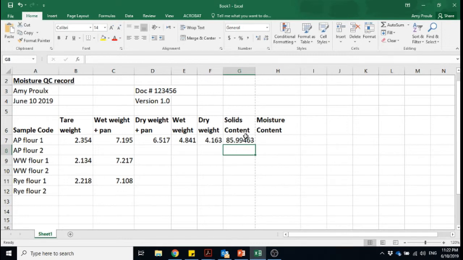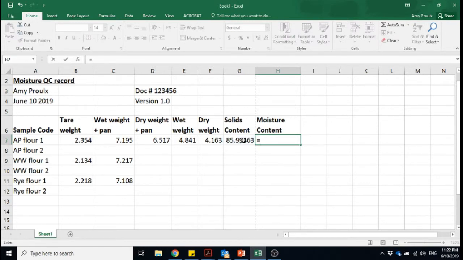All of the stuff that volatilized off of this sample has disappeared into the atmosphere, and we're left with the solids content. Well, if we want the moisture content, it's everything that's disappeared from that original 100%. So we could take the solids content and subtract the percent of solids from 100% to get our moisture content. So we could do it that way.